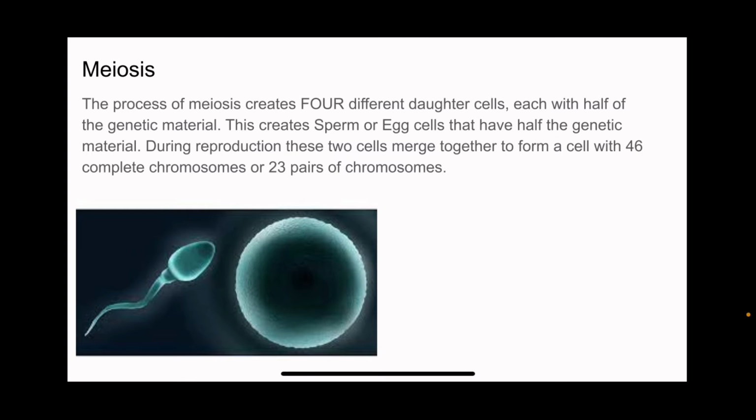Now this is meiosis. Mitosis and meiosis sound very similar, but they're very different things. The process of meiosis creates 4 different daughter cells, each with half of the genetic material. This creates sperm or egg, depending on if you're male or female. During reproduction, these two cells merge together to form a cell with 46 complete chromosomes, or 23 pairs of chromosomes.